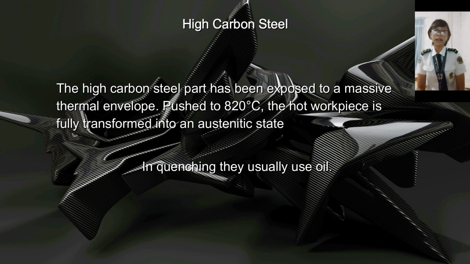Again, I have an example of the heat treatment for high carbon steel. The steel was heated to 820 Celsius, then they quench it in oil. Oil is much slower than water in reducing heat.